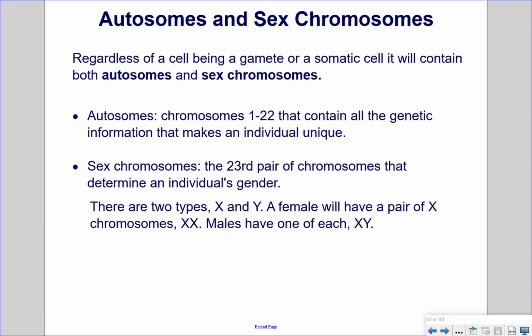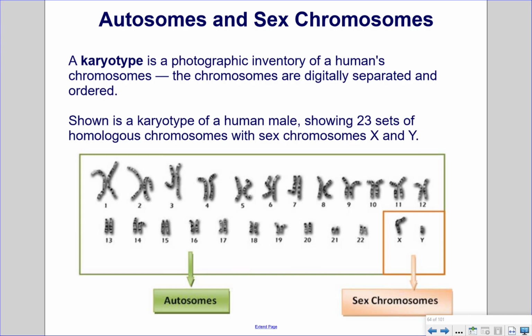A female will have a pair of X chromosomes, XX. Males have one of each, X, Y. Autosomes and sex chromosomes. A karyotype is a photographic inventory of a human's chromosomes. The chromosomes are digitally separated and ordered.